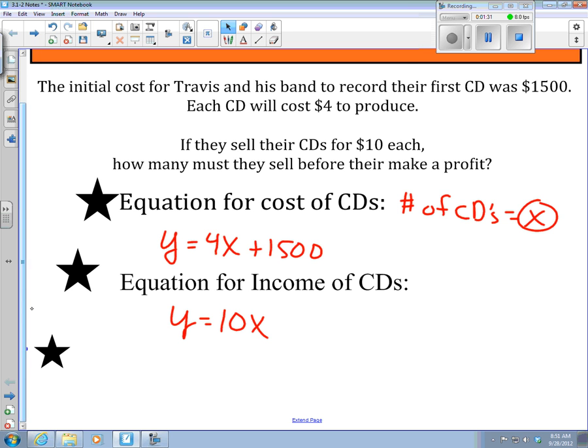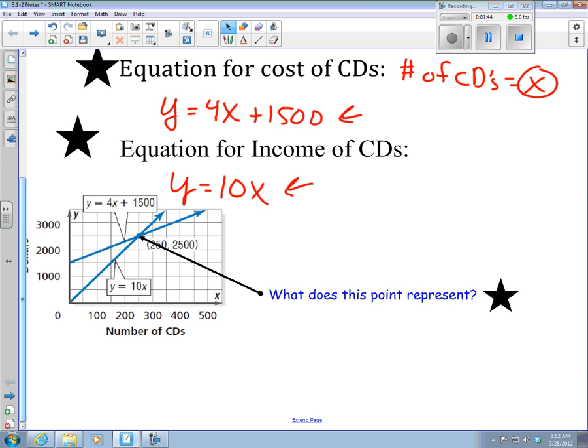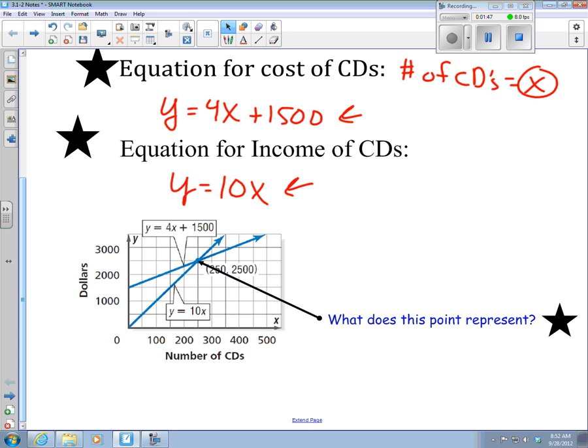Now, if we were to graph these, this is the cost, this is the income. Here's kind of what it looks like. This one right here, I'll put it in red, is what it costs to make CDs. And this one in blue is their profit function. You can see they intersect at this point right here. That point where they intersect, I'd call the break-even point.